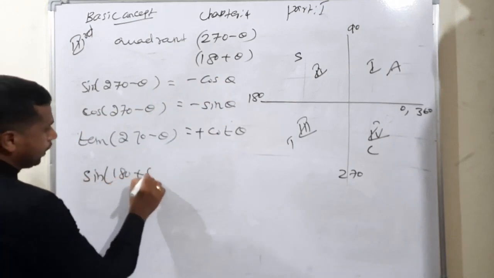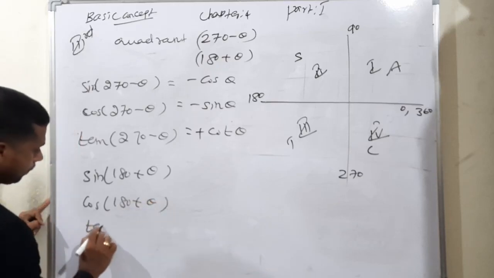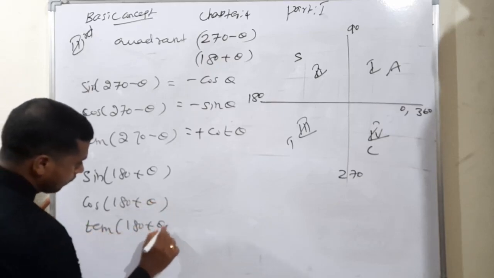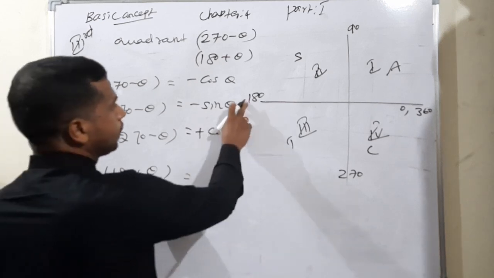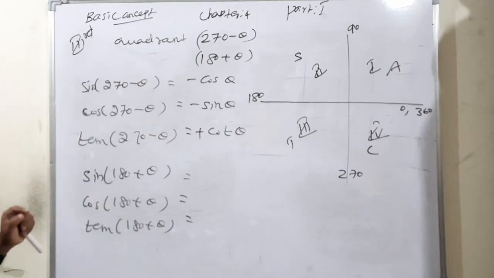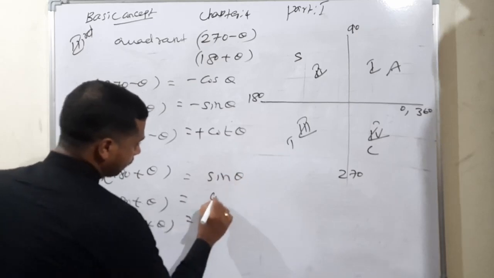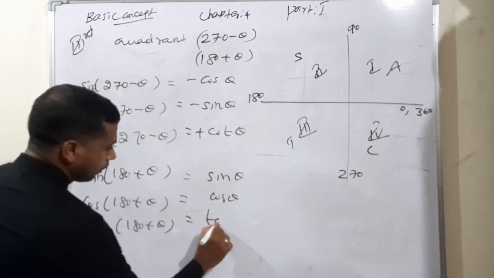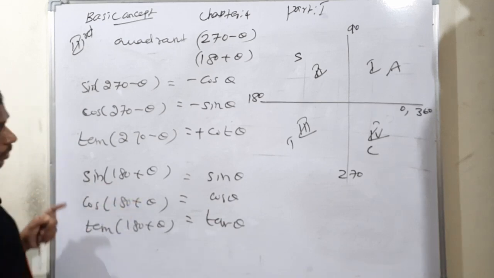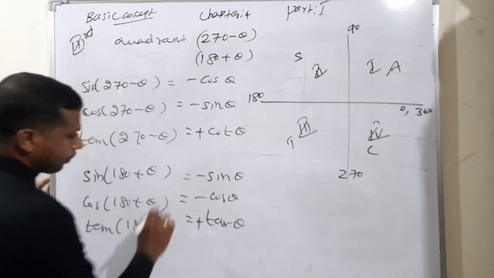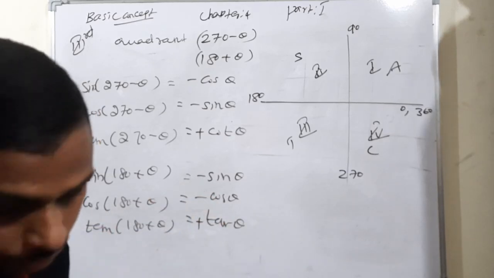Sin 180 plus theta, cos 180 plus theta, then tan 180 plus theta. So now sin 180 plus theta, what will happen? 180 plus theta means the third quadrant, isn't it? So the third quadrant means this is horizontal, same name: sin theta only, here also cos theta only, last one tan theta only. Now 180 plus theta means only tan is positive, the first two are negative. This is called the third quadrant. Okay, moving to the last one, the fourth quadrant.